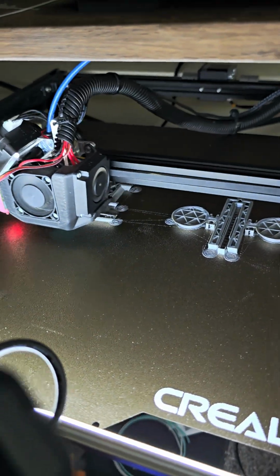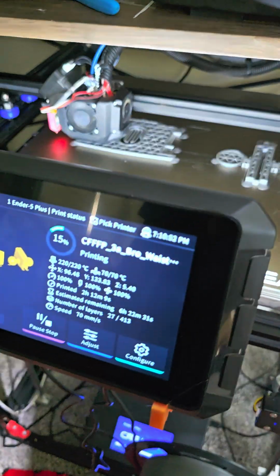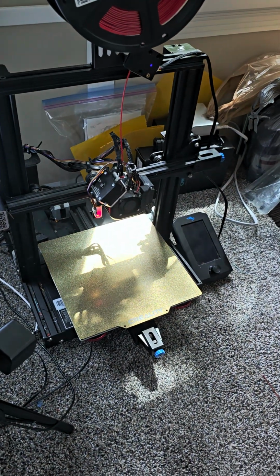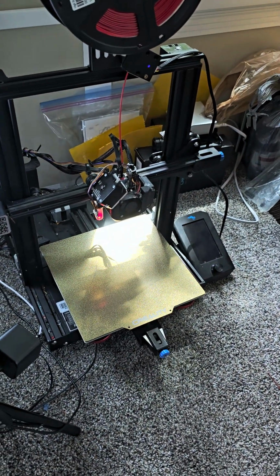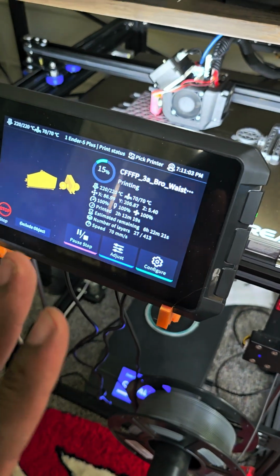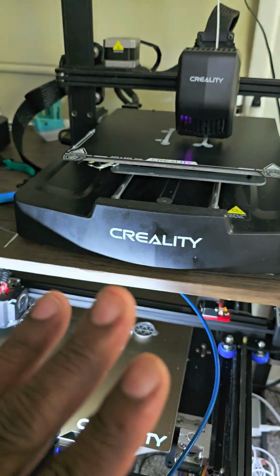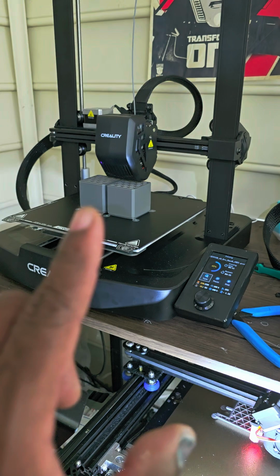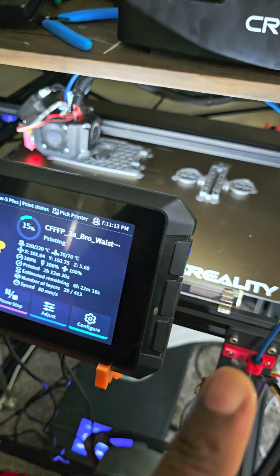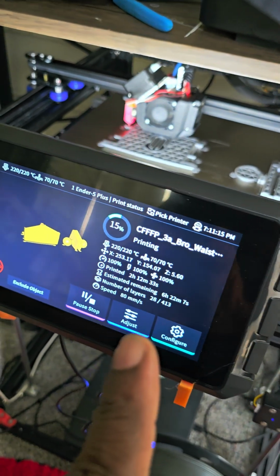Ender 5. Also have the Neo, the Ender 3 V2 Neo on this guy too, and it moves just as fast. So I'm thinking about putting these two guys on it, or putting one of them on it and turning the other one into a multicolor. Maybe I might turn the Ender 5 into multicolor.